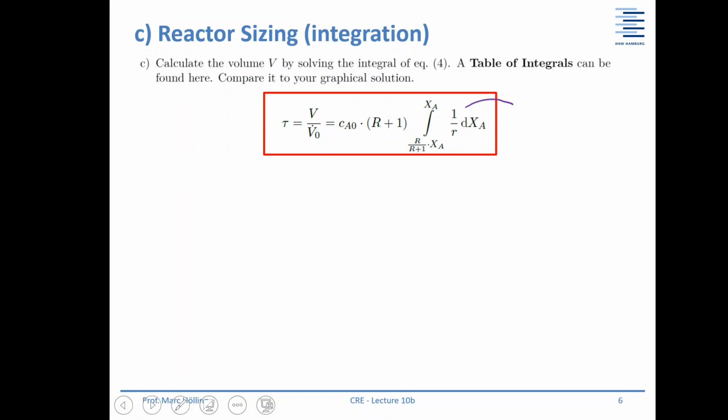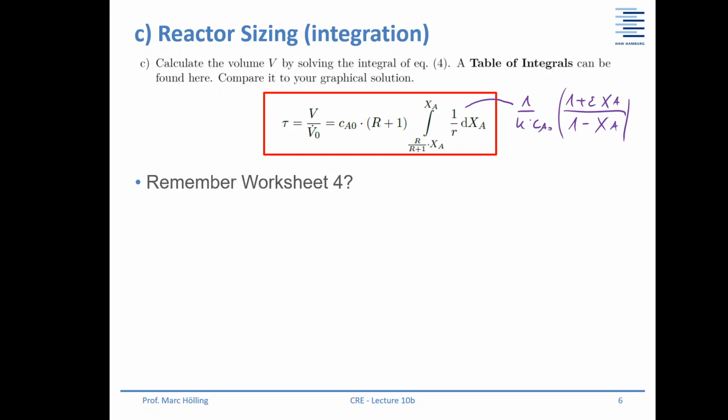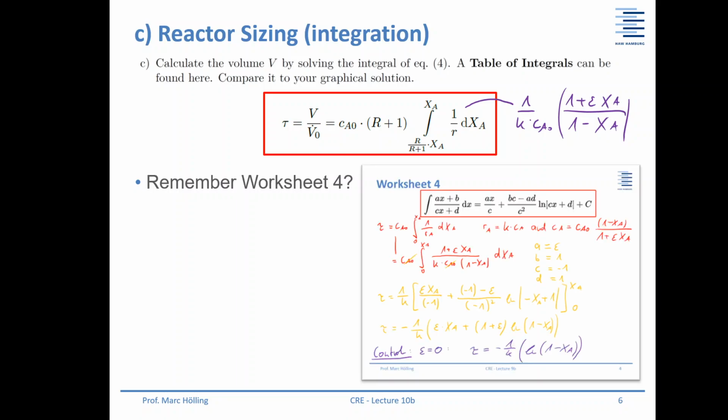So 1 over r, this was the same as k CA0, and then we have x plus epsilon xa over 1 minus xa. And you have to solve this integral. So we don't need to do everything from scratch. Maybe you remember worksheet number 4. This was the worksheet that you did the last time, and there we had something like this.